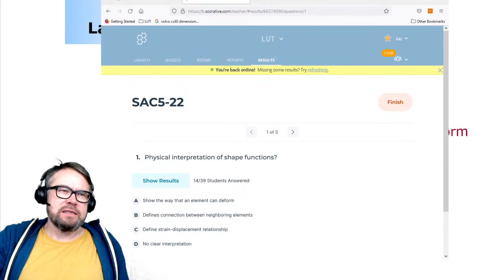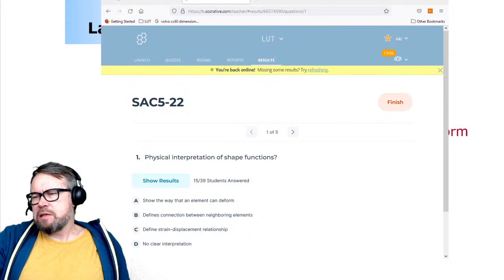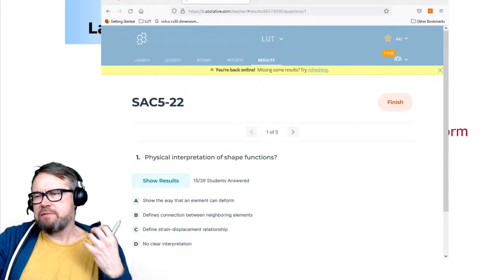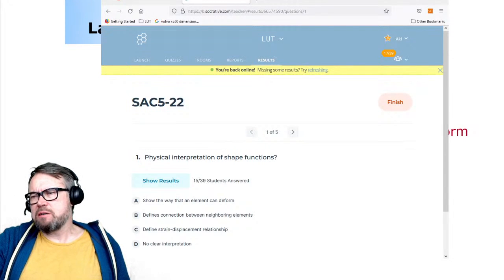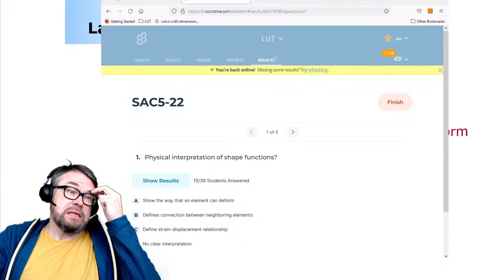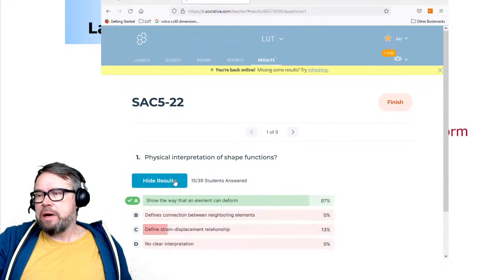So, success rate today, and this is not easy. I need to admit that. This is a little difficult because what is really the role of shape functions? What is a physical interpretation of shape functions? What are they doing for you? It's not at all a simple thing. But what they do for you is that they define the way that the element can deform. They directly are not telling anything about the strain.